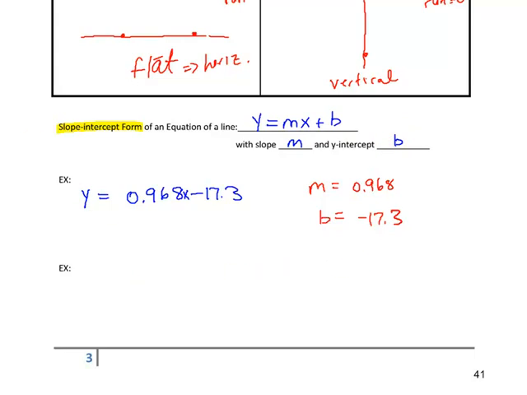Now what if I wrote a function down that looked like this? f of x is 3 minus 5x. Can you identify the slope and the y-intercept for this equation? Remember that we often think of the function as just another way of writing y. It's the height of the graph. It's the vertical measurement of the curve.